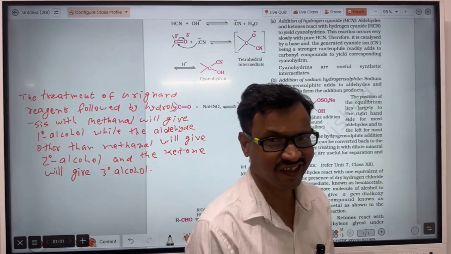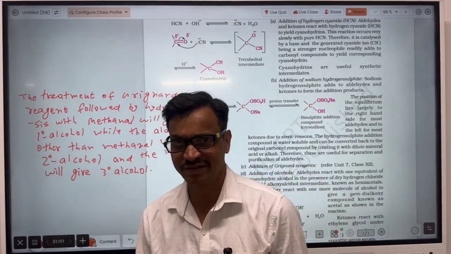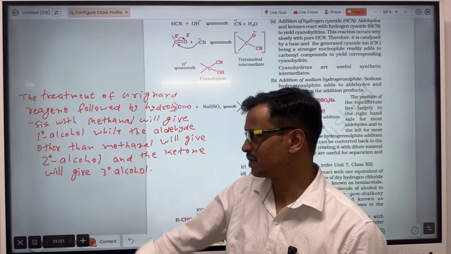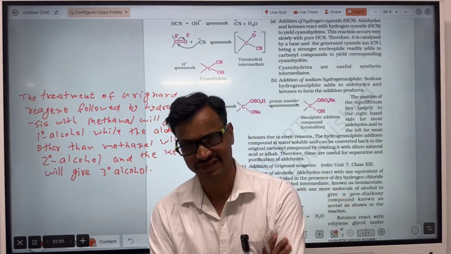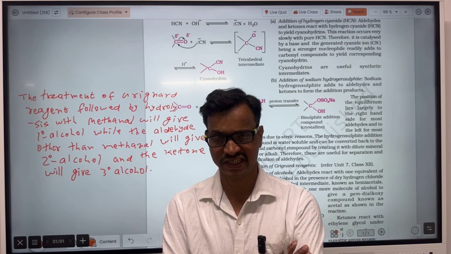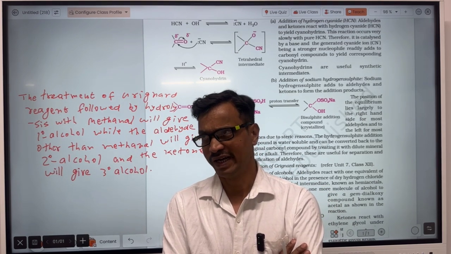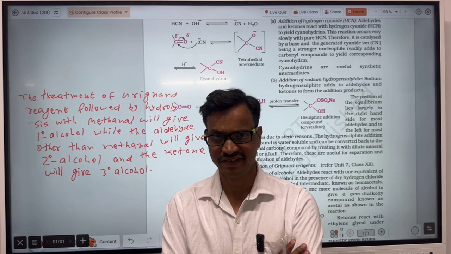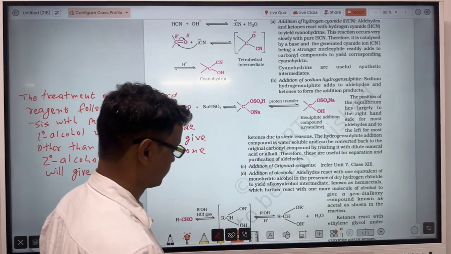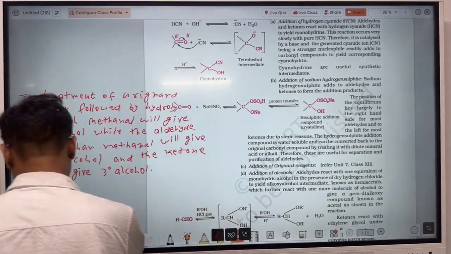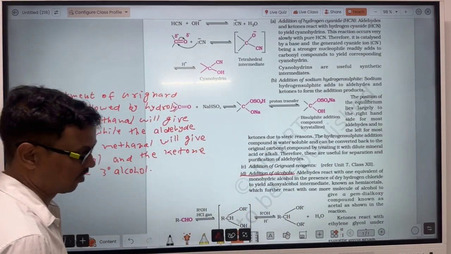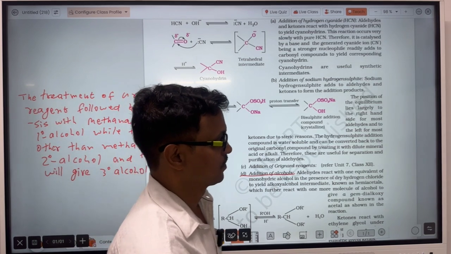That is reaction with Grignard reagent. That when methanol will be treated with the Grignard reagent, there will be formation of 1 degree alcohol. The aldehyde other than methanol will give 2 degree alcohol, while the ketone will give 3 degree alcohol. That was addition of Grignard reagent. Then after is addition of alcohol. Next point here is addition of alcohols.